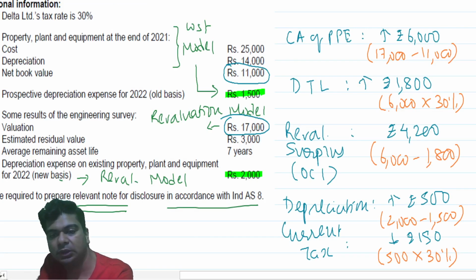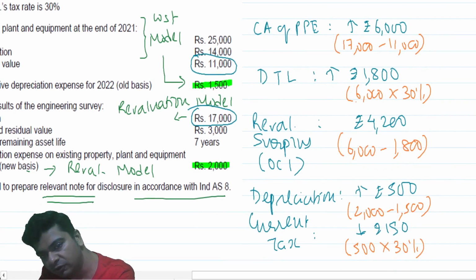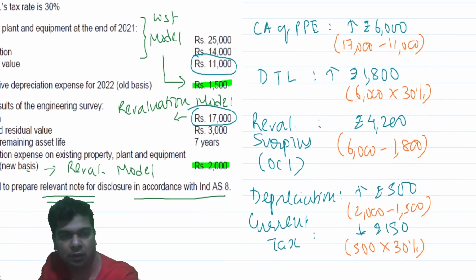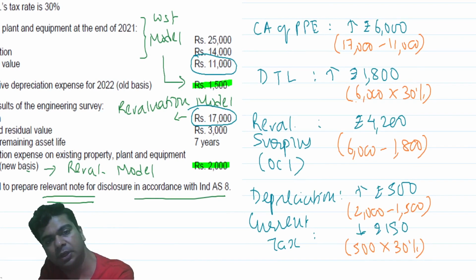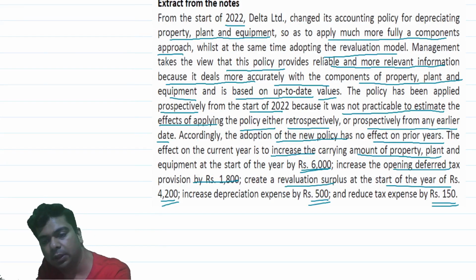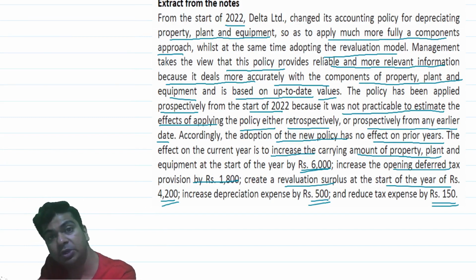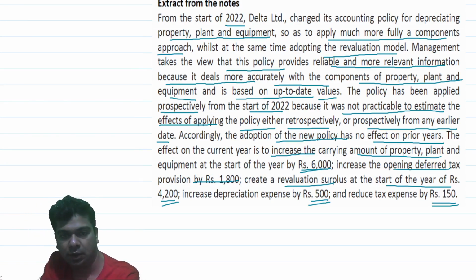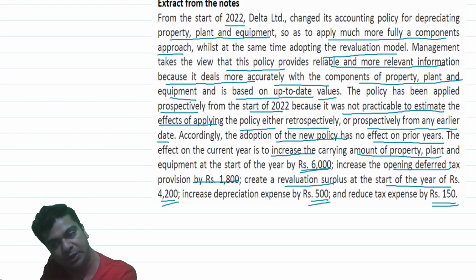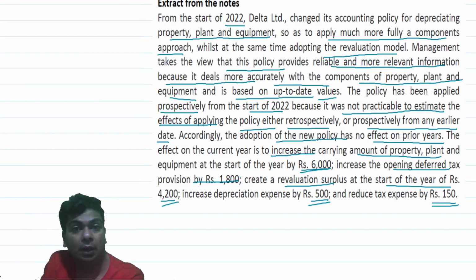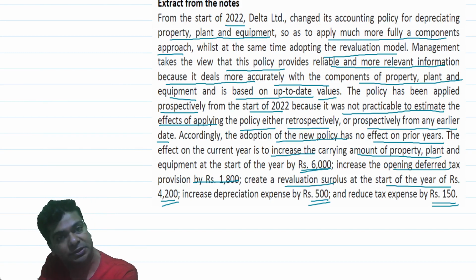Here it is, the increase in the carrying amount of the PPE, isn't it? 6,000. Deferred tax liability, 6,000 into 30%. That's where you get 1,800. 6,000 minus 1,800, you get 4,200 revaluation surplus. Depreciation, 2,000 minus 1,500, 500, and 500 into 30%, 150. This is the note that we should be providing in our financial statements.